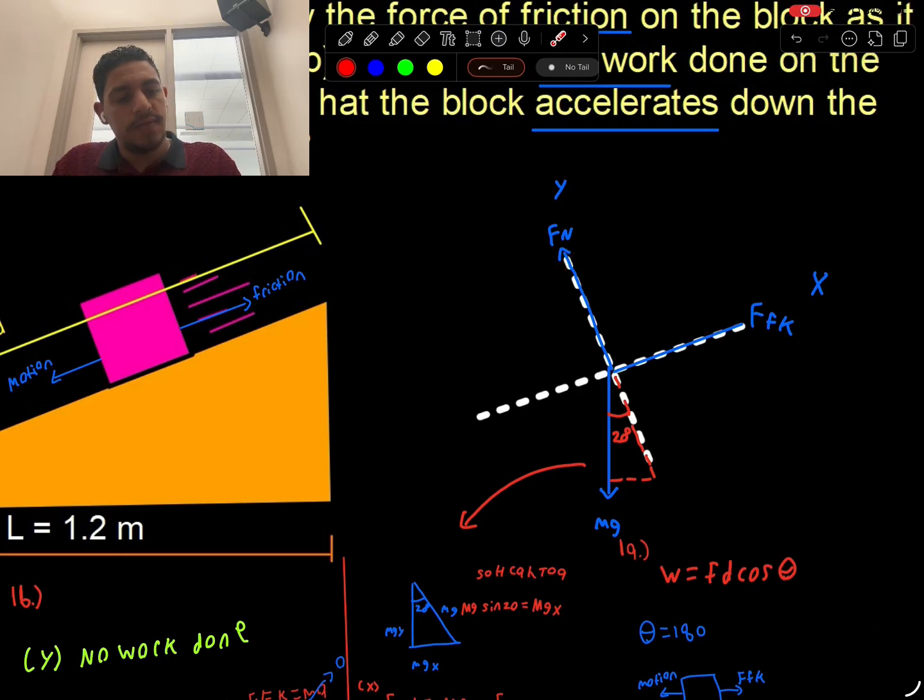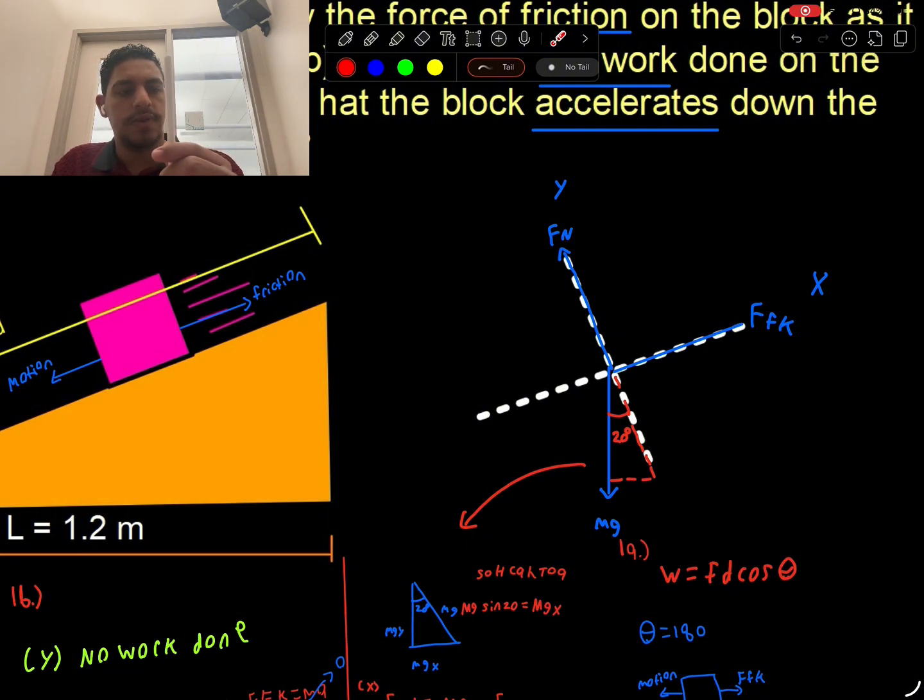And then the reason for theta being over here is because mg wanted to be straight down, right? But we rotated everything this way, right? So if you start over here, you start with it like this.